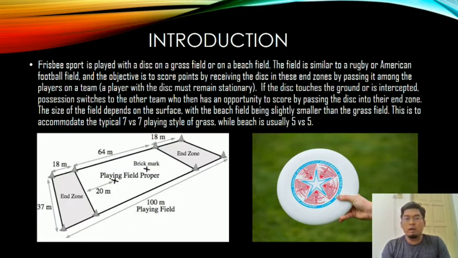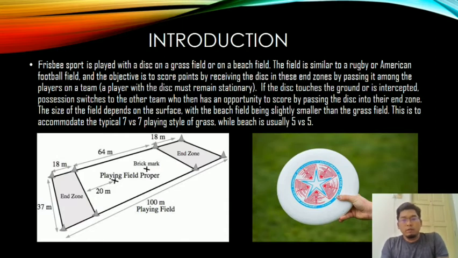A player with a disc must remain stationary, which means you will not move when you are throwing the disc. Then, if the disc touches the ground or is intercepted, possession switches to the other team, who then has an opportunity to score by passing the disc into their end zone.